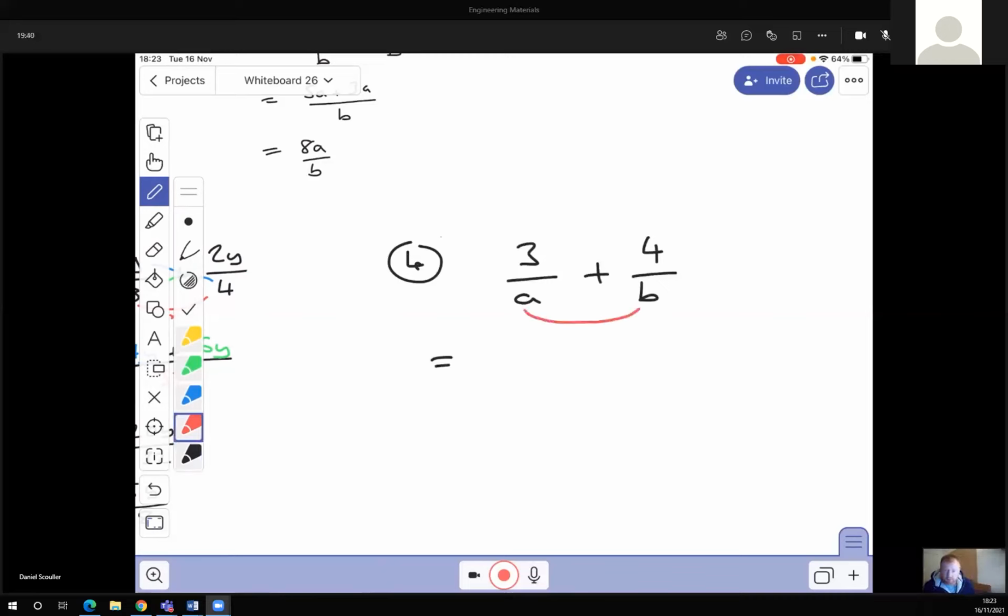We multiply down the bottom and we just do the kiss. So your top line is going to be 4a plus 3b. We're going to be over AB. And that's it. That's as far as you can take that. No problem at all.